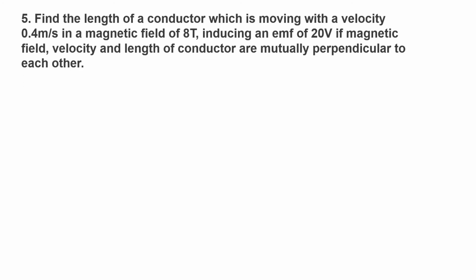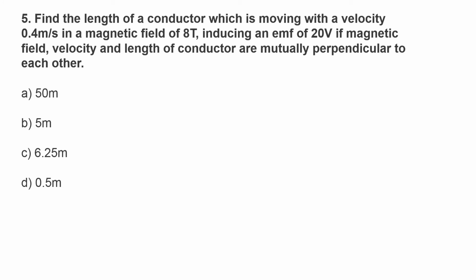Next, fifth question. Find the length of a conductor which is moving with a velocity of 0.4 meter per second in a magnetic field of 8 Tesla, inducing an EMF of 20 volt, if the magnetic field, velocity and length of the conductor are mutually perpendicular to each other. Options are A 50 meter, B 5 meter, C 6.25 meter, D 0.5 meter.